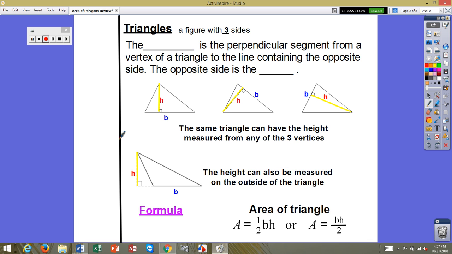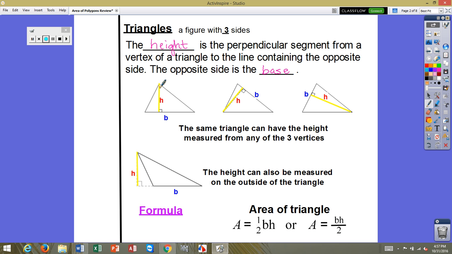Alright, let's talk about triangles now. Triangles are a figure with three sides. And the height of a triangle is going to be a perpendicular segment from the vertex of the triangle to the line containing the opposite side. The opposite side is the base.